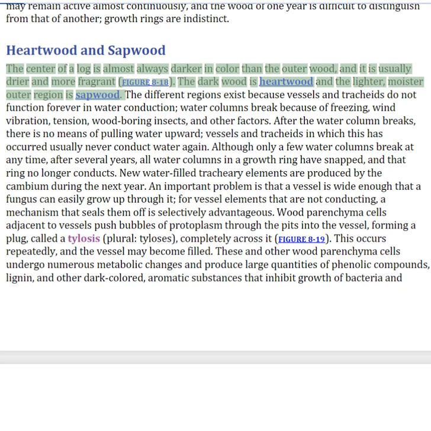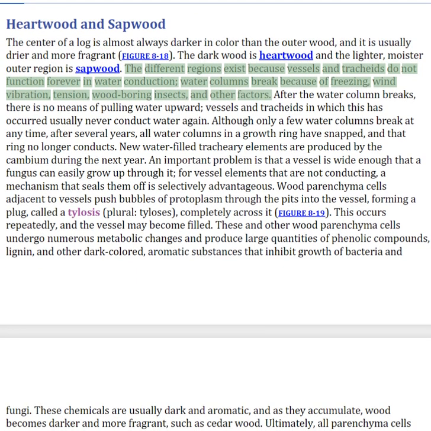Heartwood and sapwood. The center of a log is almost always darker in color than the outer wood, and it is usually drier and more fragrant. The dark wood is heartwood and the lighter, moister outer region is sapwood. The different regions exist because vessels and tracheids do not function forever in water conduction.